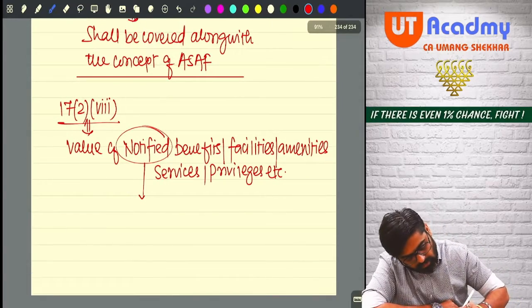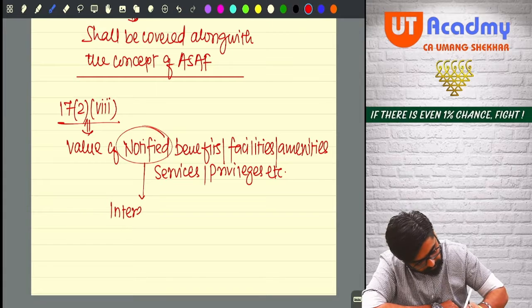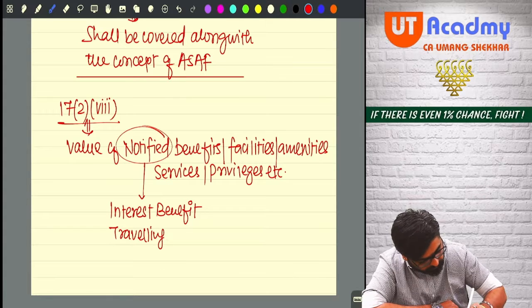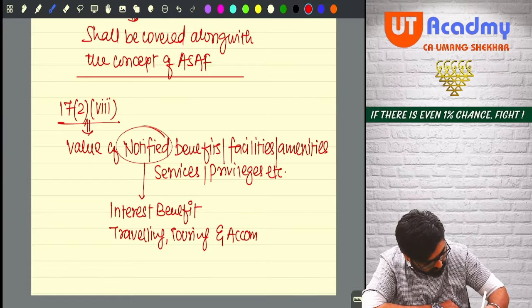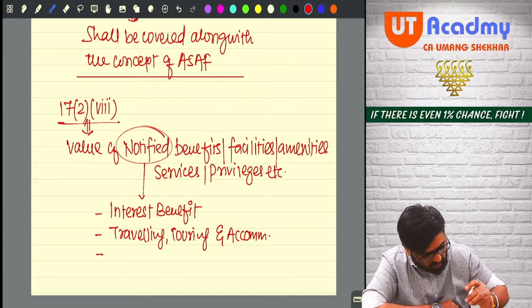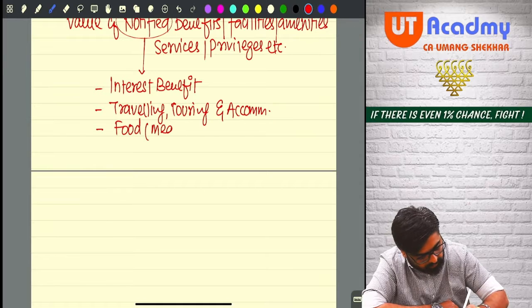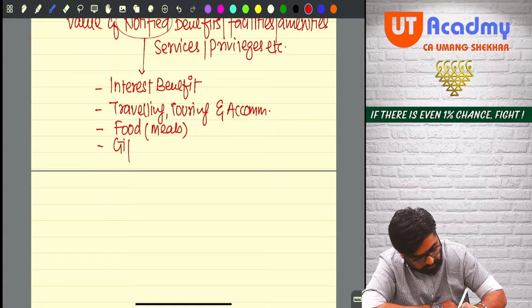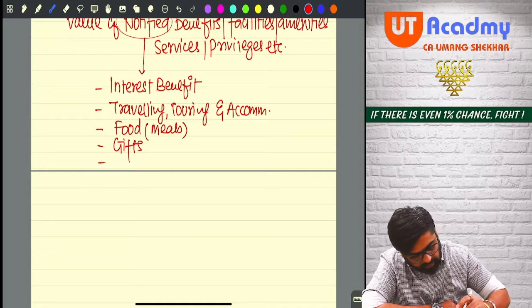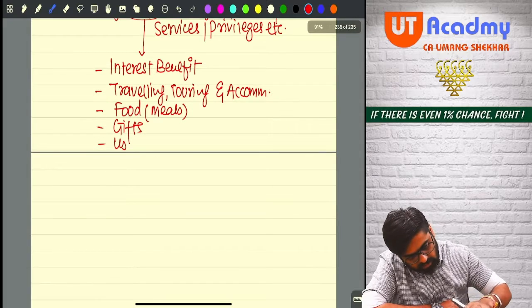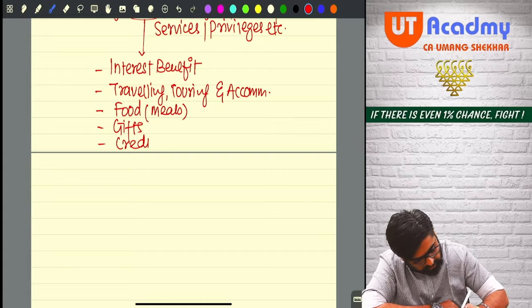So which are the benefits, facilities notified for clause 8? So number 1 will be interest benefit. Number 2 will be traveling, touring and accommodation. Then there will be food, meaning meals provided. Then there will be gifts provided by the employer. Then after gifts, there will be credit card facility.